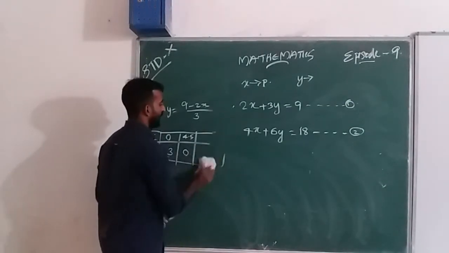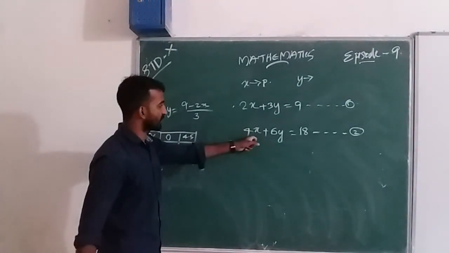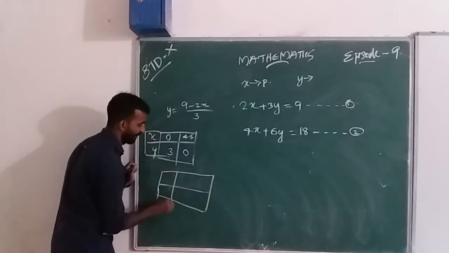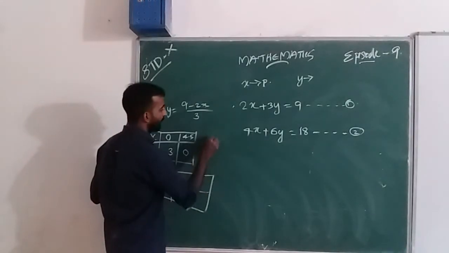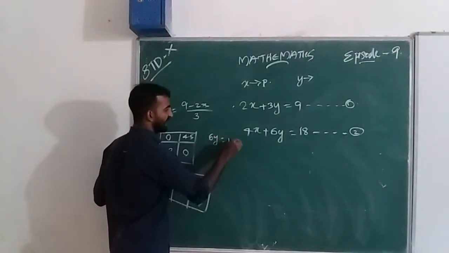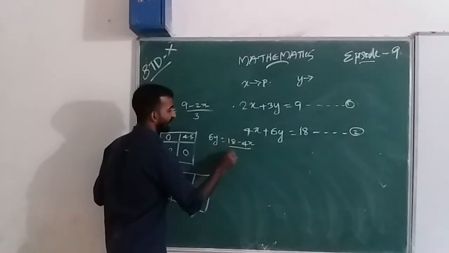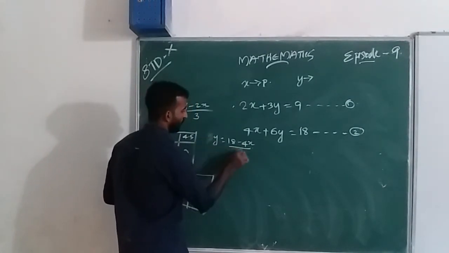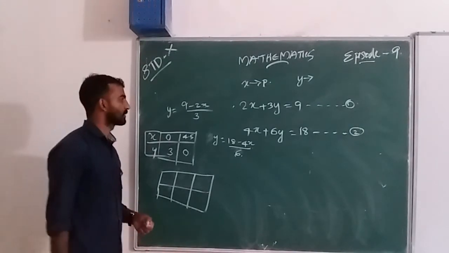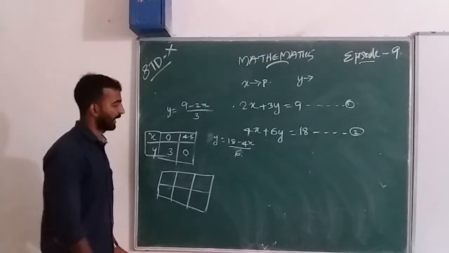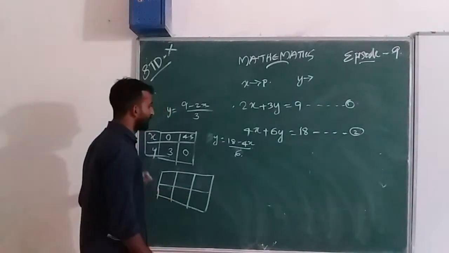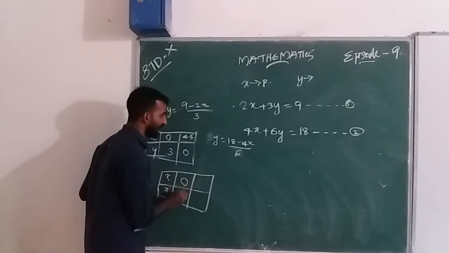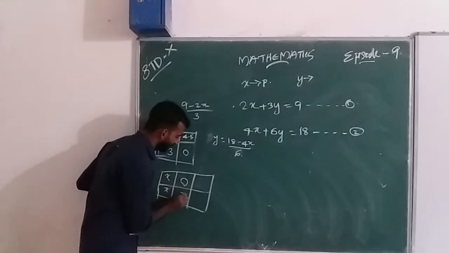The next is the graphical representation for the second equation. We can write from here 6y equal to 18 minus 4x, all divided by 6. So y equals (18 minus 4x) by 6. Is it correct? Yes. When we give x as 0, we get 3.